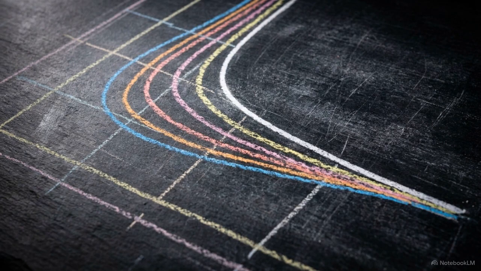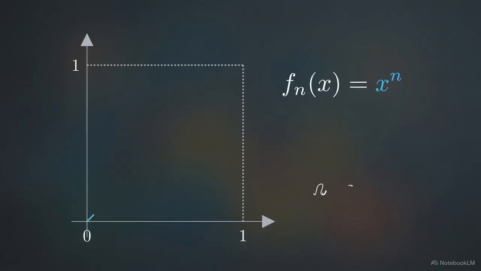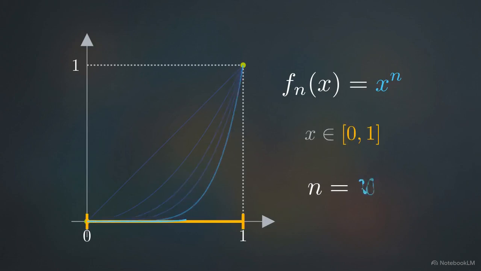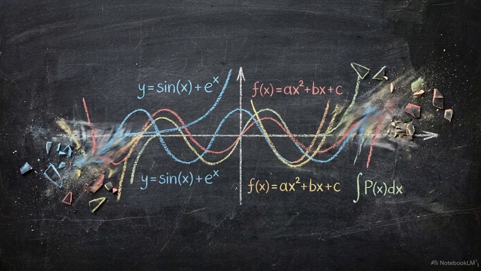It is intuitive to assume that if every individual function in the sequence is continuous, the limit function they approach must also be continuous. To test this, we use the sequence f_n(x) = x^n, evaluated on the closed interval from 0 to 1. Relying on intuition often obscures the specific ways limits behave.